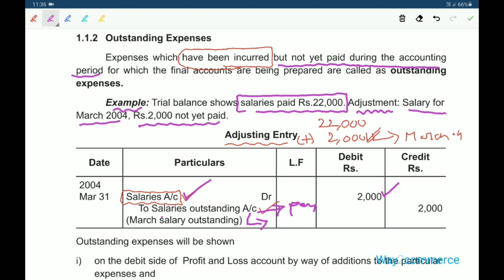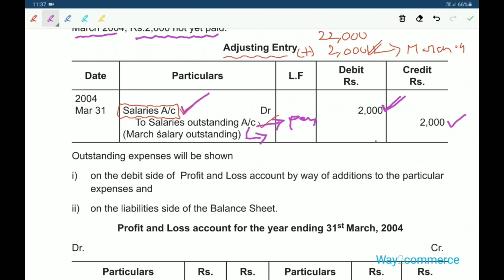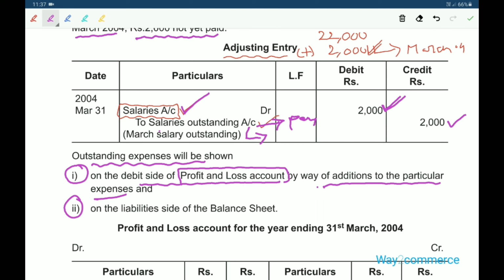Okay, in this entry, the salaries account should be debited because it is an expense. 2,000 belongs to this year only, and the salaries outstanding account should be credited. Okay, next. These two items, outstanding expenses, will be shown on the debit side of the profit and loss account by way of addition to the particular expense, because in the profit and loss account all items should be of this year only.